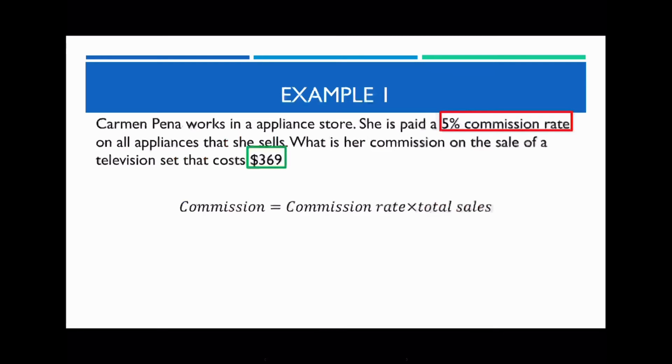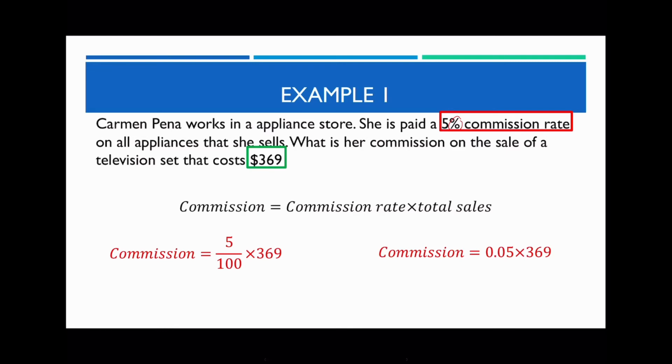All we do is substitute this into a formula, but remember, a percentage means out of 100. So the way I do this is you have to write 5 out of 100 multiplied by $369. Alternatively, if you've converted 5% into a decimal, that would be 0.05. So you can do any of these two ways over here.